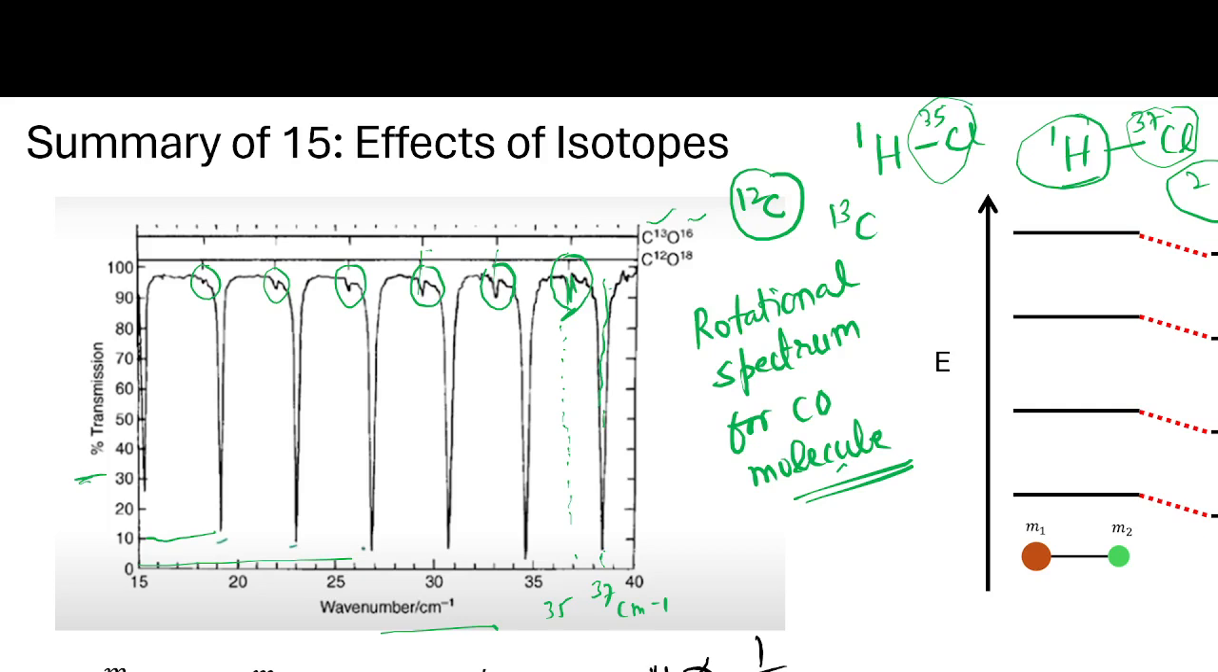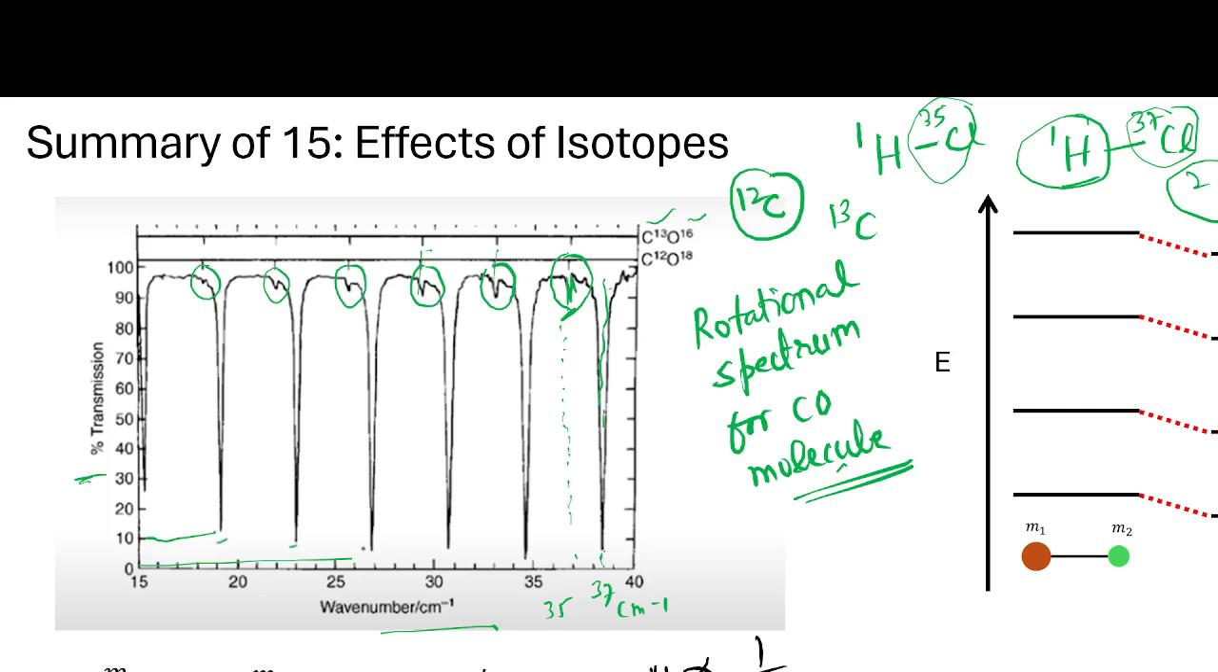This b prime is smaller than b. So in one line, by simply increasing the mass of the isotope, the value of the rotational constant is decreasing, and we know that this energy is nothing but B J into J plus 1, correct? So when you reduce this B, this energy will decrease, obvious from this expression.